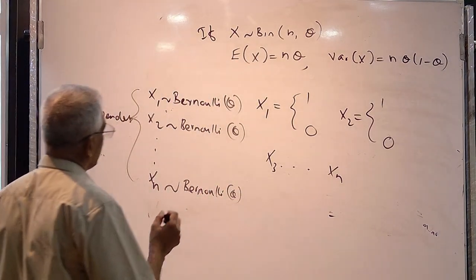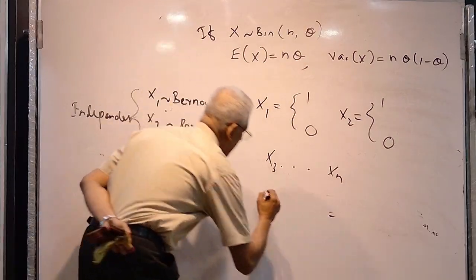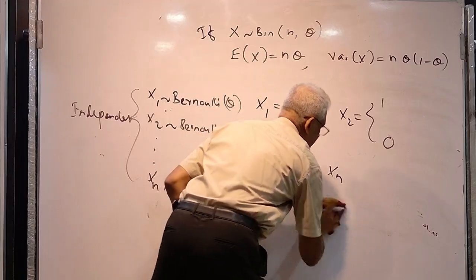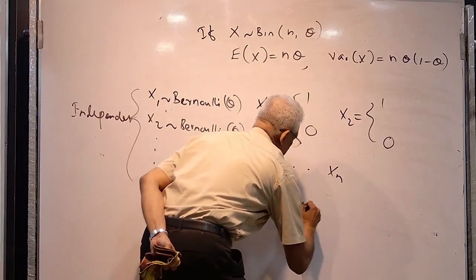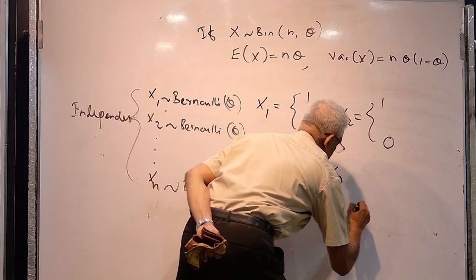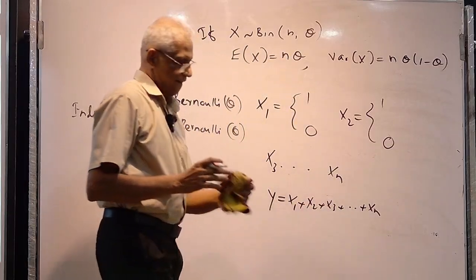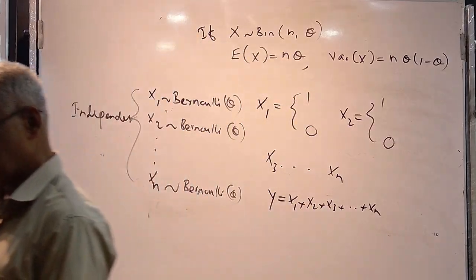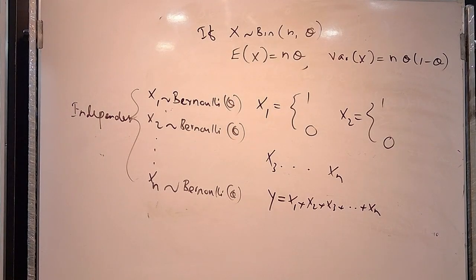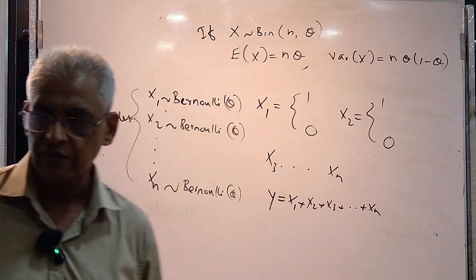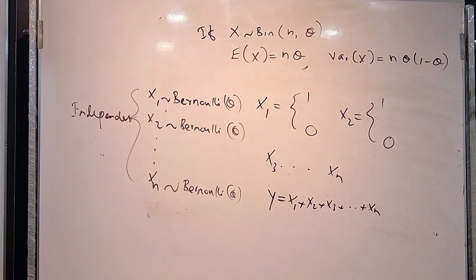Right. So now let us look at a new random variable. Let's say y is equal to x1 plus x2 plus x3 up to xn. If y is equal to x1 plus x2 up to xn, then what does y give you? x1 is equal to 1 if you get a success in the first trial, otherwise it is 0. x2 is 1 if you get a success in the second trial, otherwise it is 0, like that. So if you add all those ones, what will you get? Can you give a meaning to that quantity y?